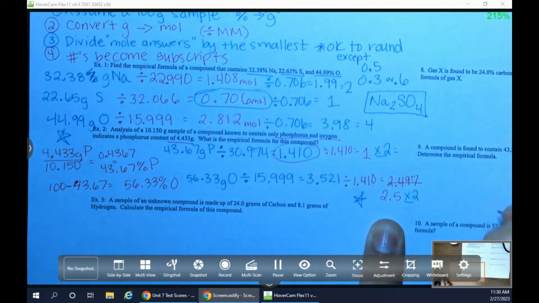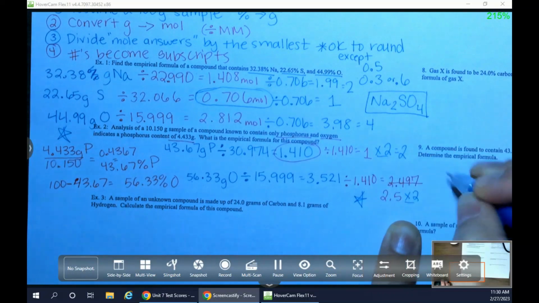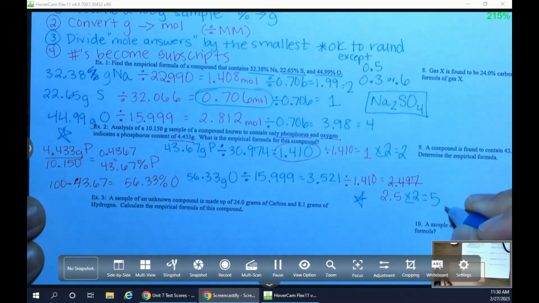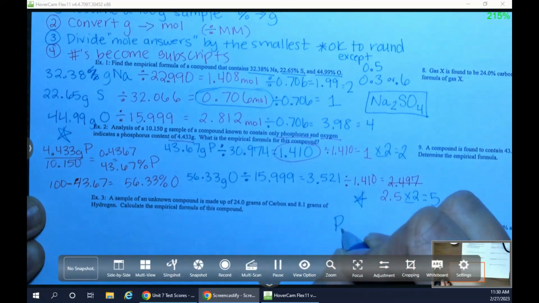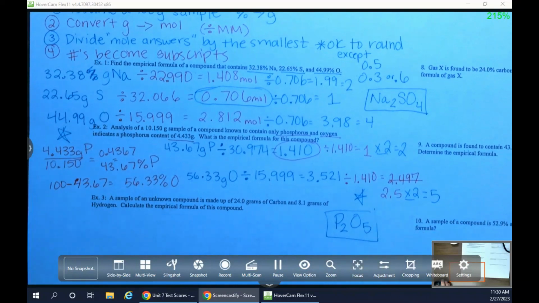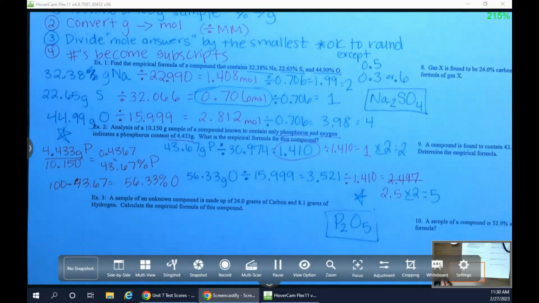This isn't only for when you get 0.5s, okay? So I got a 2 now for the top one, and the bottom one I got a 5. So we have a 2 to 5 ratio. So my final answer will be P2O5, diphosphorus pentoxide. Okay. What do you think it's going to be if we get a 0.3? How can I get it as close to a whole number as possible? Multiply by 3.